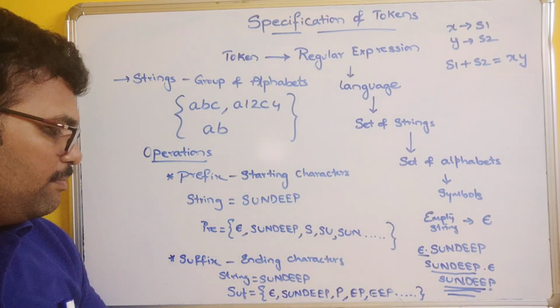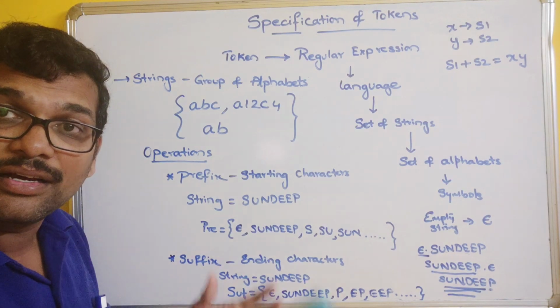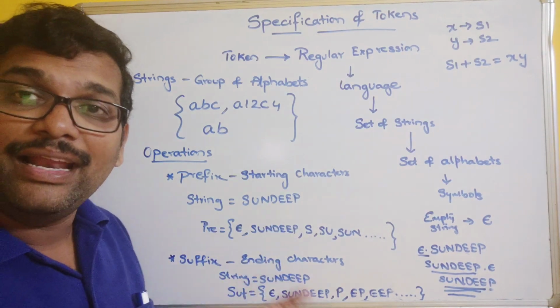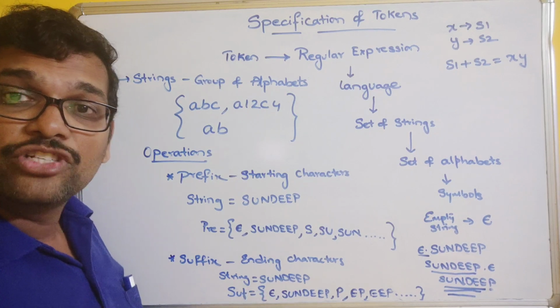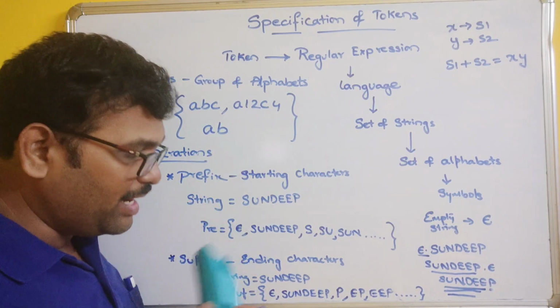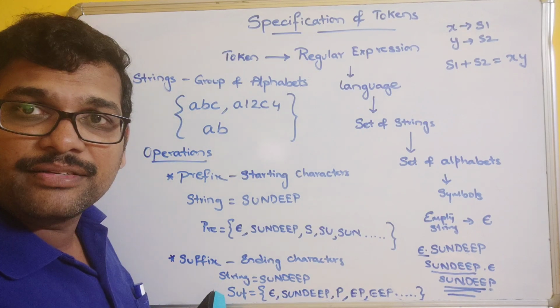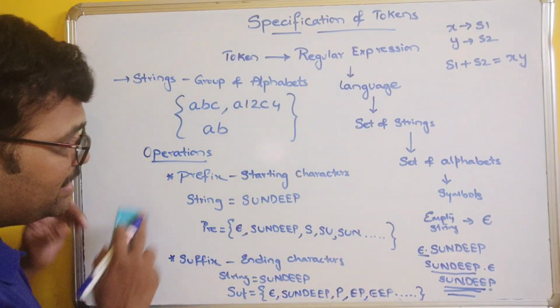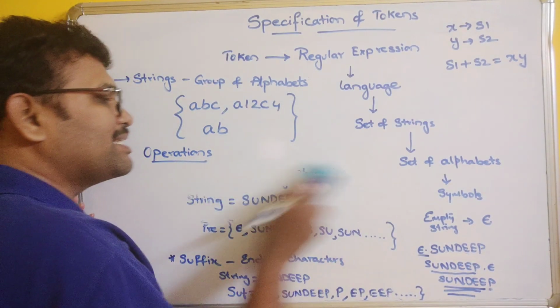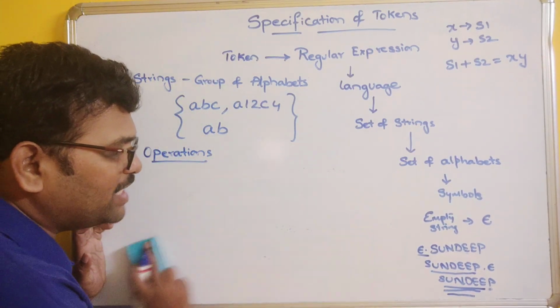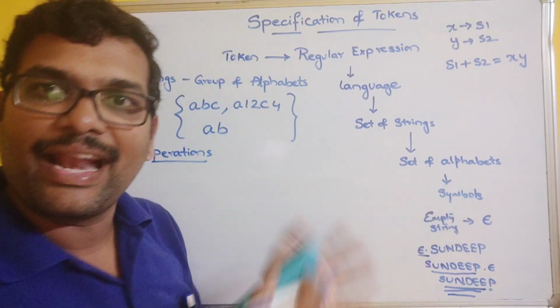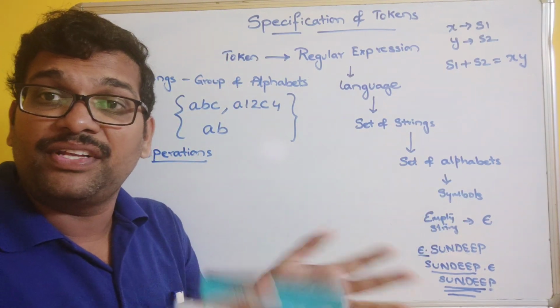So this is nothing but a suffix: the ending characters or trailing characters. We can call them leading or trailing. Leading we call a prefix, and trailing we call a suffix. And now there is one more operation, that is a substring. Here we have to consider both the leading and trailing characters, that means a combination of prefix and suffix.